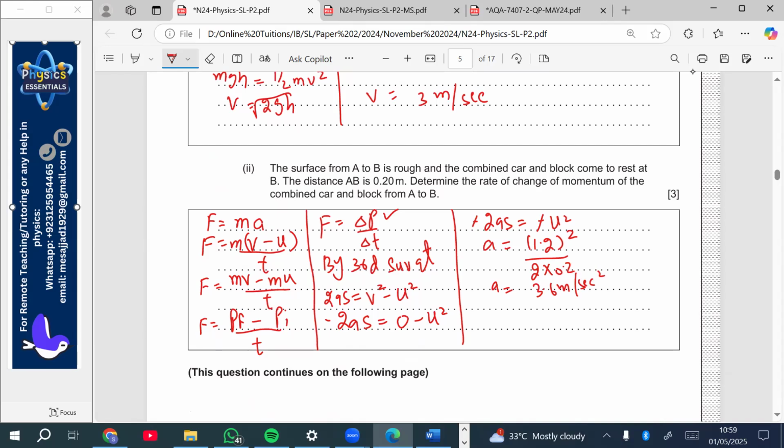Now finally I just need to do F equals ma, so their combined mass is 0.12 plus 0.18 times 3.6. So that is actually the rate of change of momentum, and it is equal to 1.1 Newton.